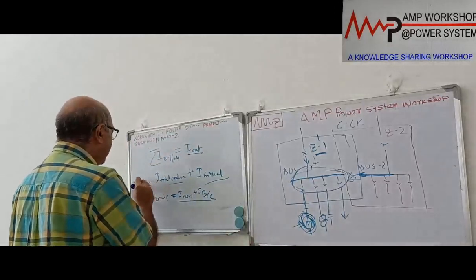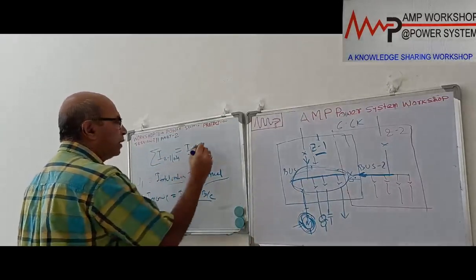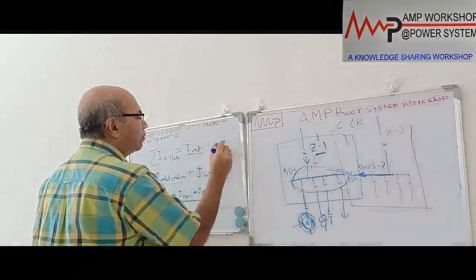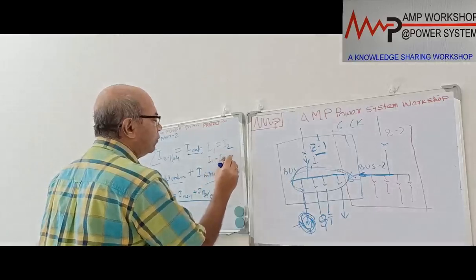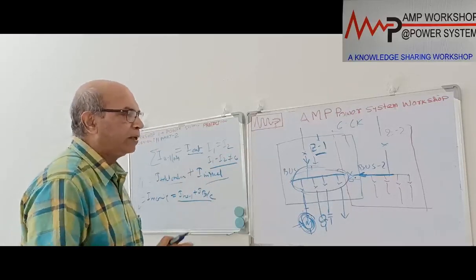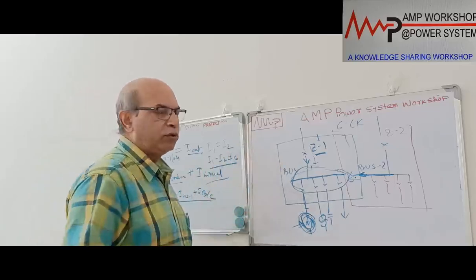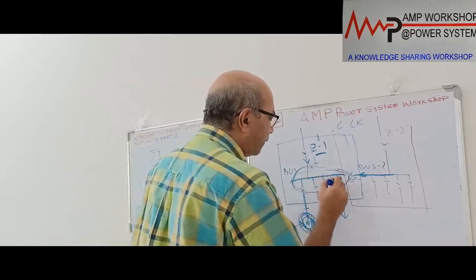Suppose we call this I1 and this I2. In normal condition, I1 equals I2. That means I1 minus I2 equals 0 in normal condition. When I1 minus I2 equals 0, there is no problem with the switchboard. The switchboard is running fine. Now consider there is a fault over here.